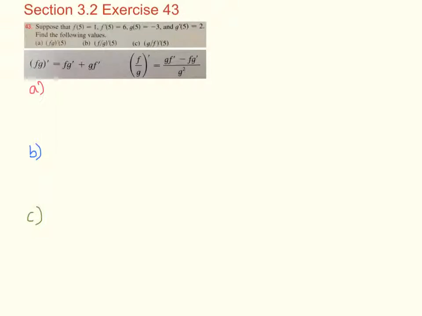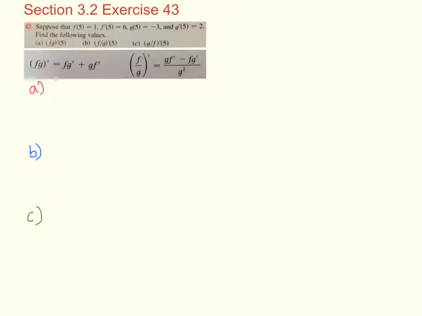In this video we will discuss textbook section 3.2, exercise number 43, which reads: suppose that f of 5 is 1, f prime at 5 is 6, g at 5 is negative 3, and g prime at 5 is equal to 2. Find the following values. First, the derivative of their product. Second, the derivative of the quotient f over g. And third, the derivative of the quotient g over f, all evaluated at 5. As you can tell from the problem, all our values are at 5.